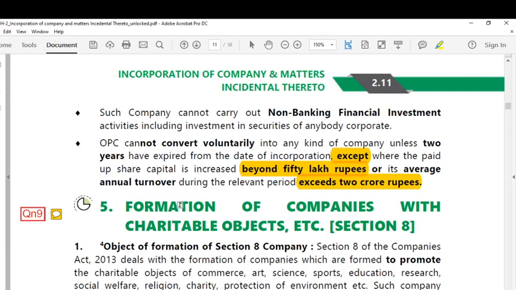But there are exceptions, my dear, here. You have to remember. What are the exceptions? Exception with reference to paid up share capital is there. Exception with reference to average annual turnover is also there. If the paid up share capital during the 2 years goes beyond 50 lakh rupees, or average annual turnover goes up more than 2 crore rupees, in both the situations an OPC can be converted into another kind of company. So these are the 12 simple special provisions for an OPC. Right? Good.